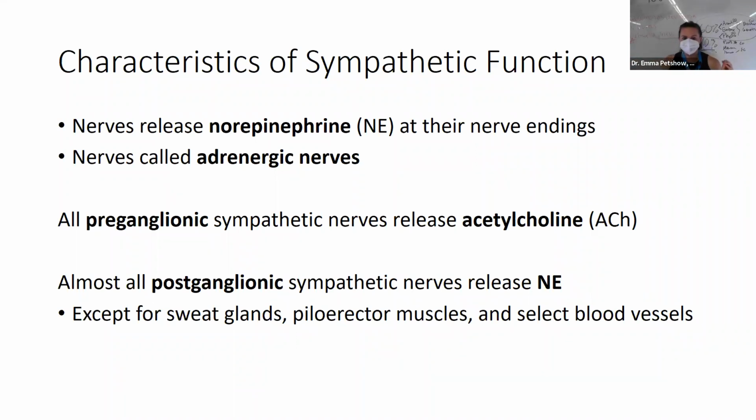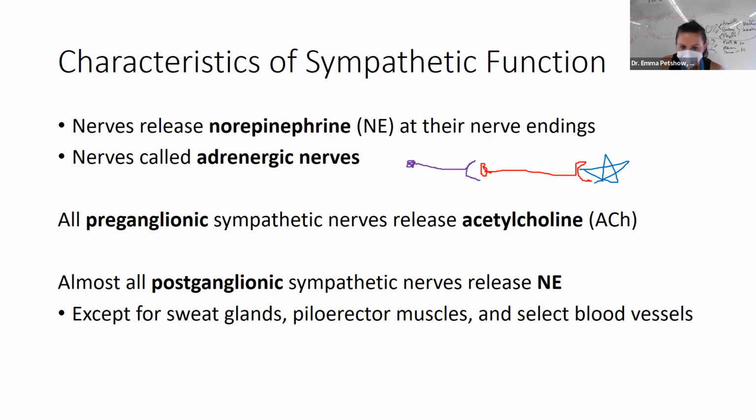So if we think about it, we have a signal from our spinal cord here. It's going to travel from the spinal cord and it's going to synapse with a new nerve. This is our new nerve. And then it's going to go down here and it's going to synapse with its effector organ. Okay, that's our effector organ. This is the best drawing you're going to get. Beautiful. At this first synapse, our preganglionic synapse, all preganglionic sympathetic nerves are releasing acetylcholine.